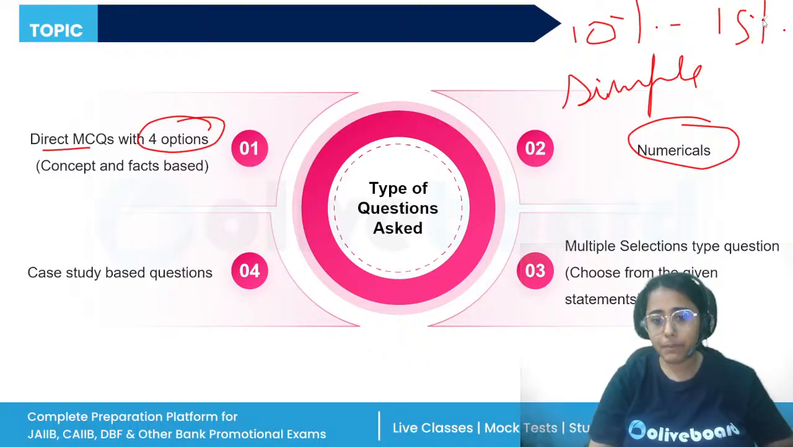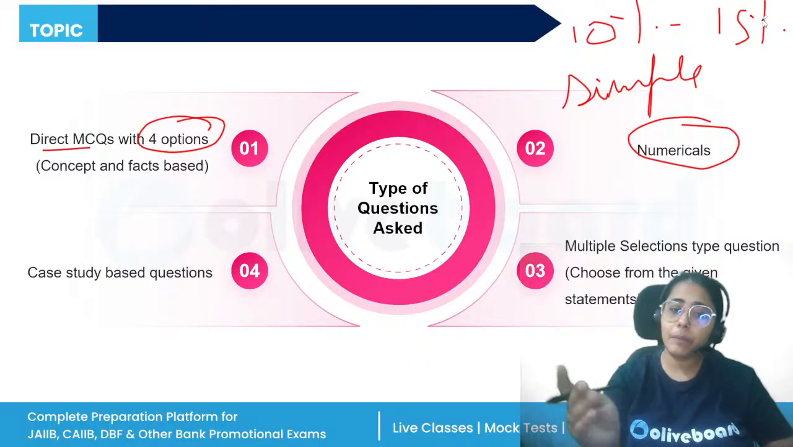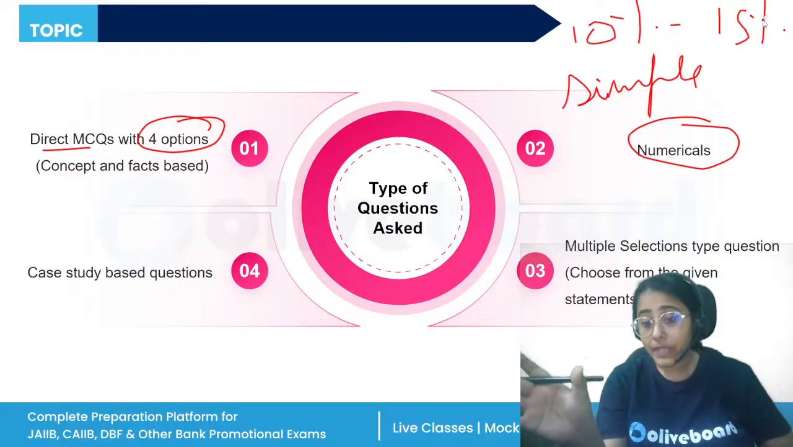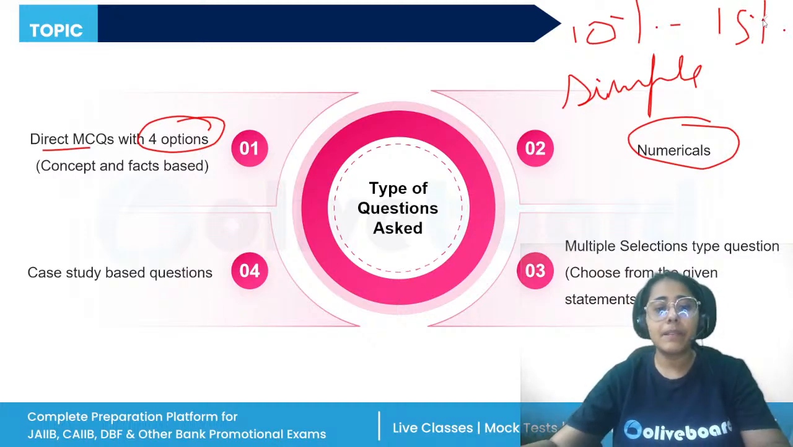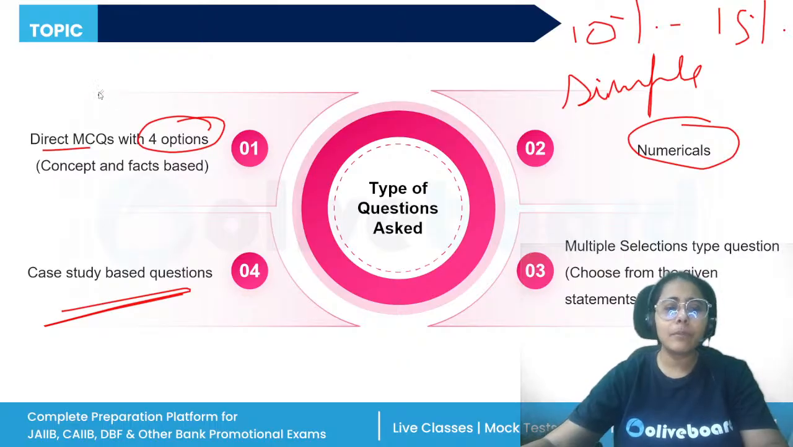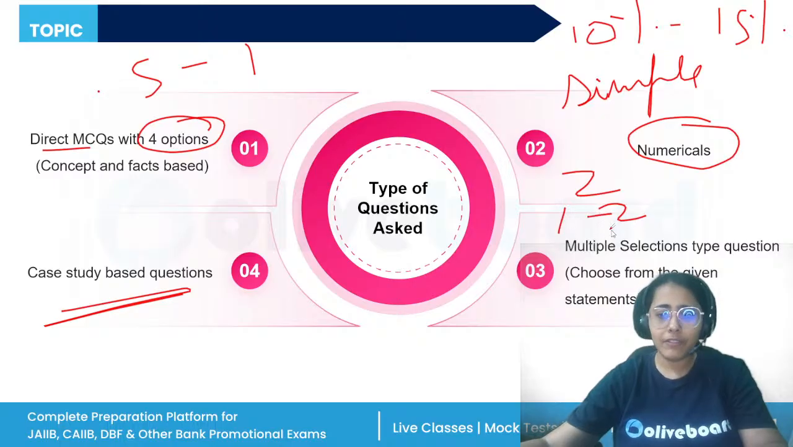Then you'll be having the multiple selection type questions. You'll be given a scenario, and on the basis of that, five or six statements will be there, and you'll have to select the correct statement. And then we have the case study based questions, which are lengthy. So the direct MCQs mostly will be of 0.5 marks or 1 mark. The numericals will be of 2 marks. Multiple selection can also be 1 or 2. Case studies are also 2 marks.